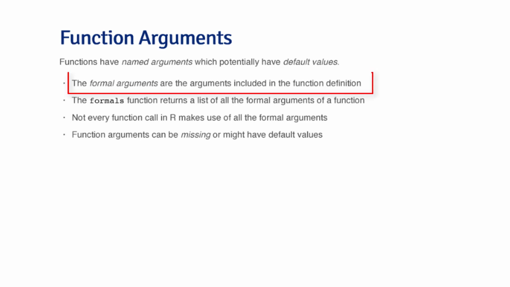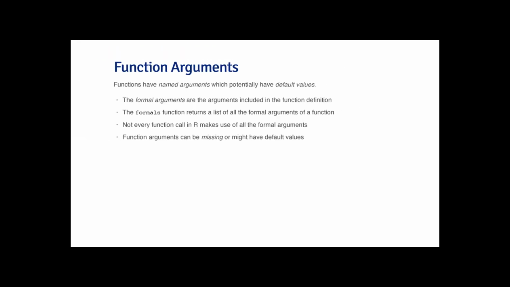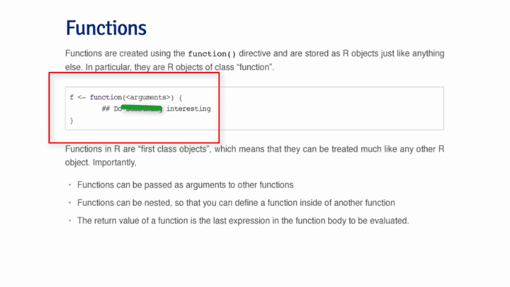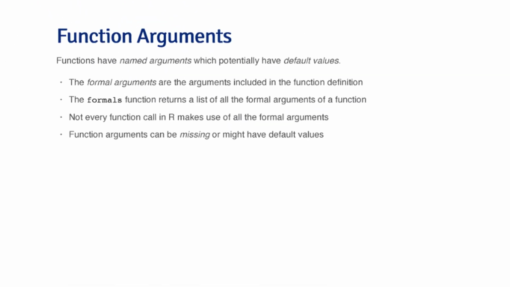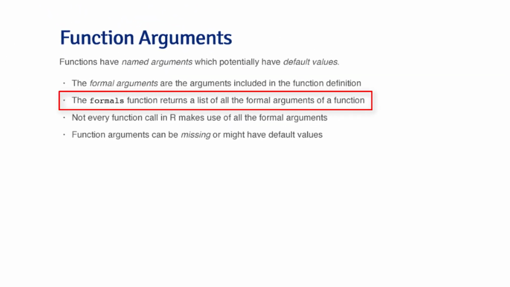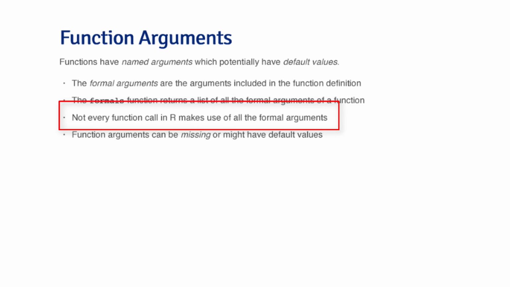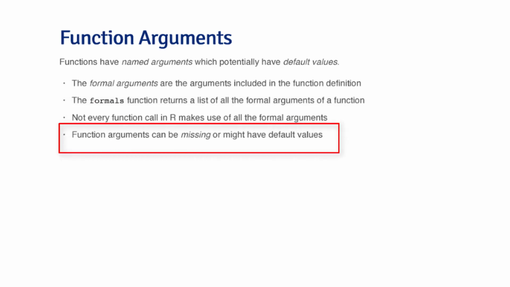First of all, there are the formal arguments, which are the arguments that are included in the function definition. If you go back to the previous slide, the formal arguments are the ones included inside this function definition here. The formals function takes a function as an input and returns a list of all the formal arguments of a function. Not every function call in R makes use of all the formal arguments. For example, if a function has 10 different arguments, you may not have to specify a value for all 10 of those arguments. Function arguments can be missing, or they may have default values that are used when they are not specified by the users.